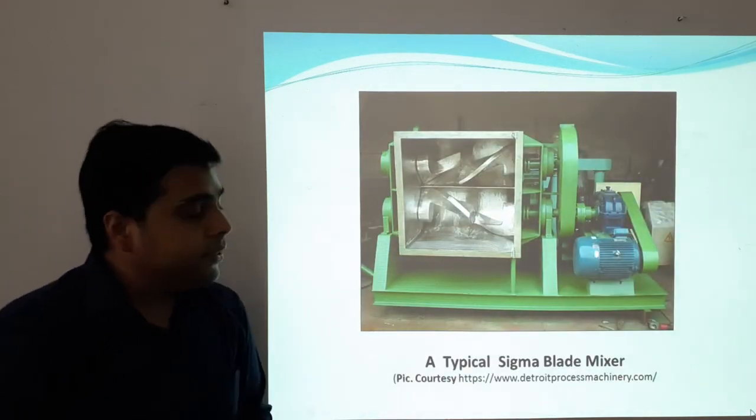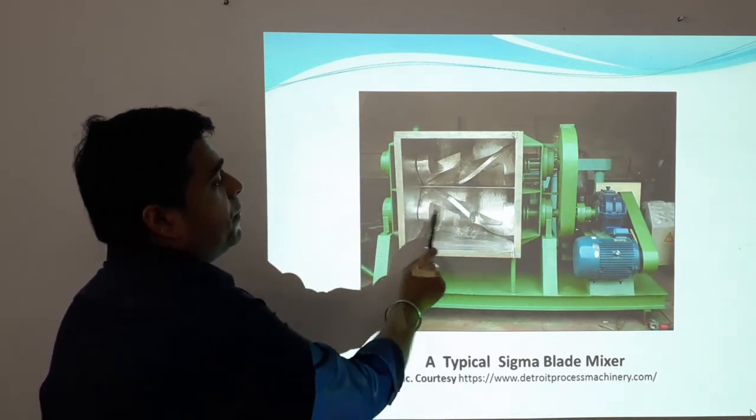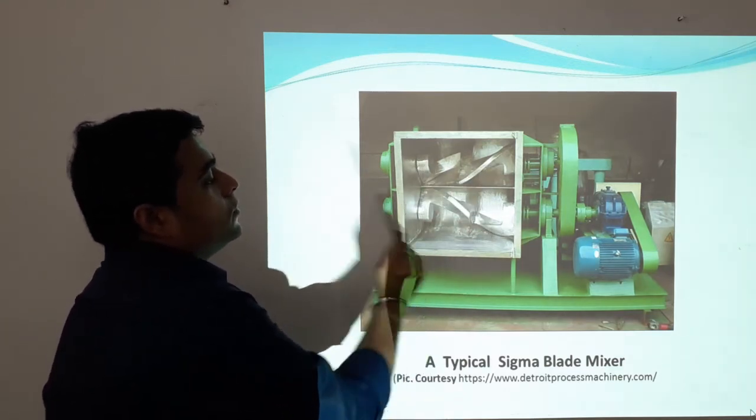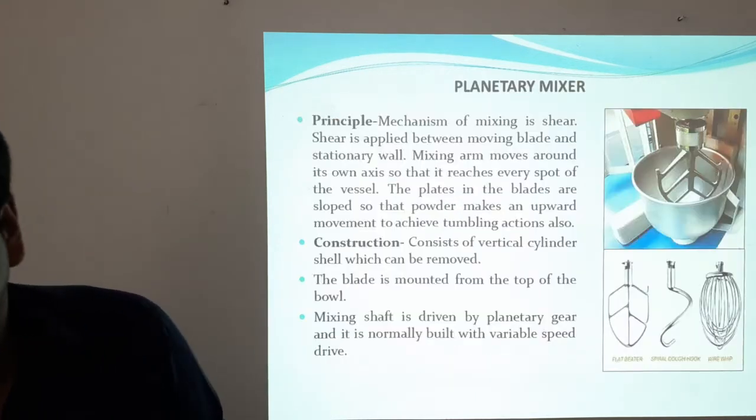This is a typical sigma blade mixer. So these are the sigma shaped blades. Quite ideal for wet granulation process.